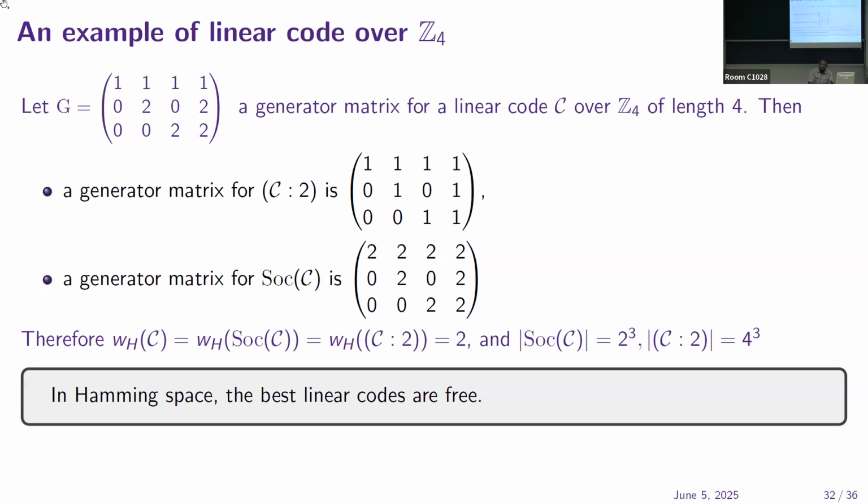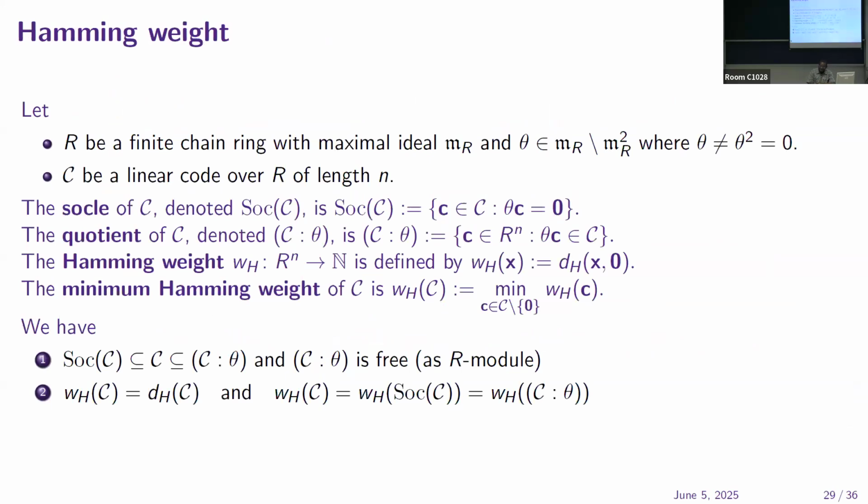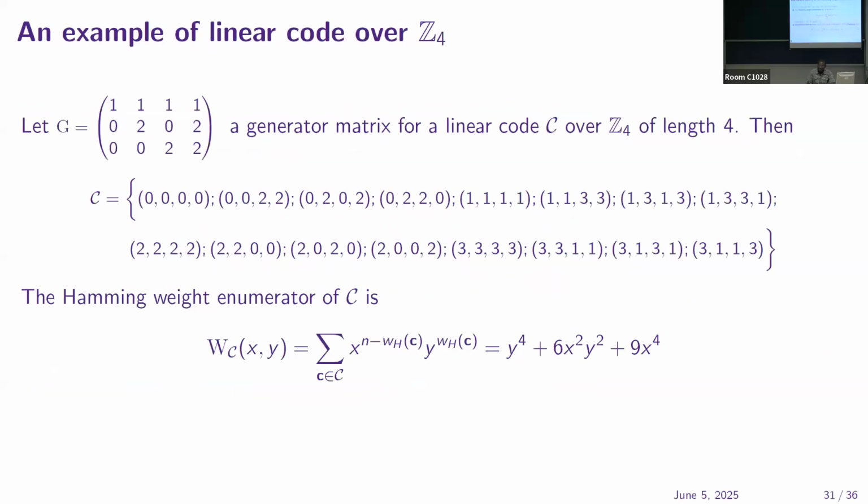For example of linear code over Z4, we take the same example. The circle and the quotient. The quotient is the set of the words such that theta C belongs to C. And circle is the set of elements of C such that theta C equals 0.